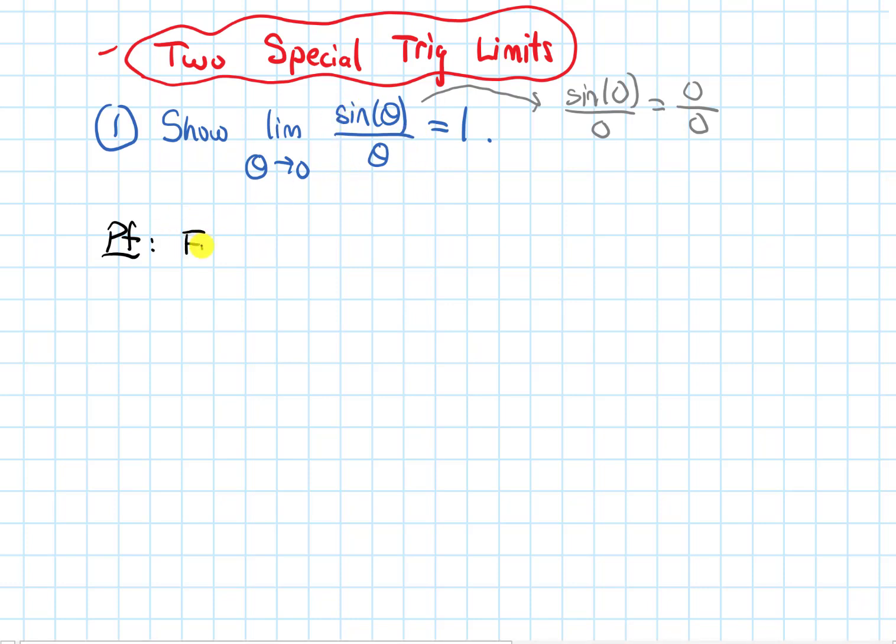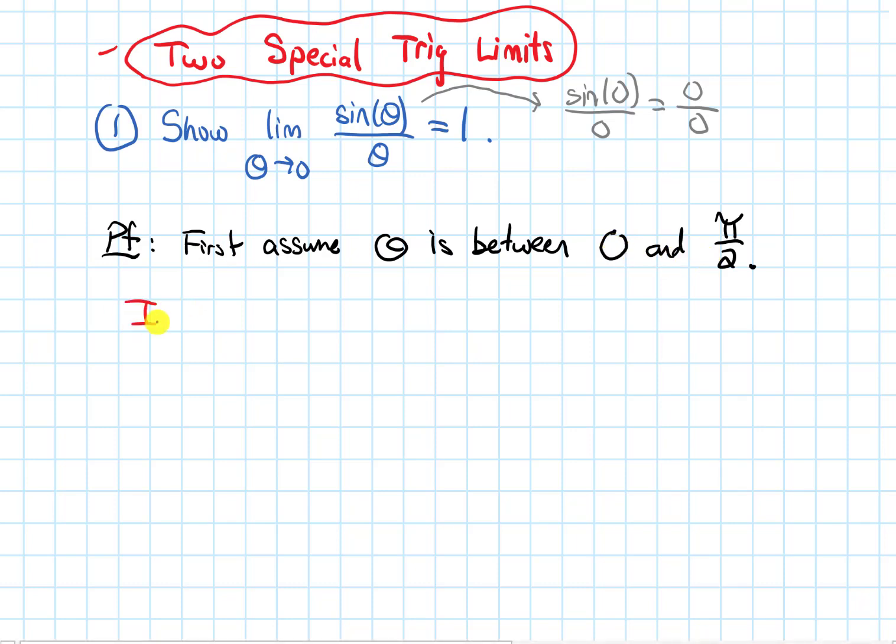So first, I'm going to assume that theta is between 0 and pi over 2. Because theta is approaching 0, it's reasonable to say that it's going to be really, really close to 0, but it could technically be positive or negative. So first, I'm just going to consider the case that theta is positive. It's something between 0 and pi over 2.